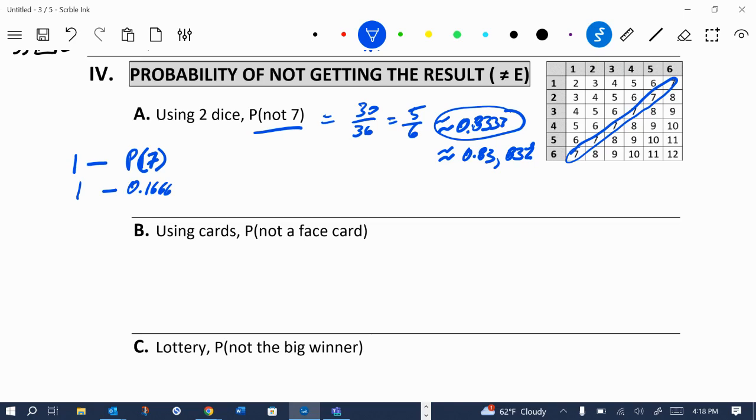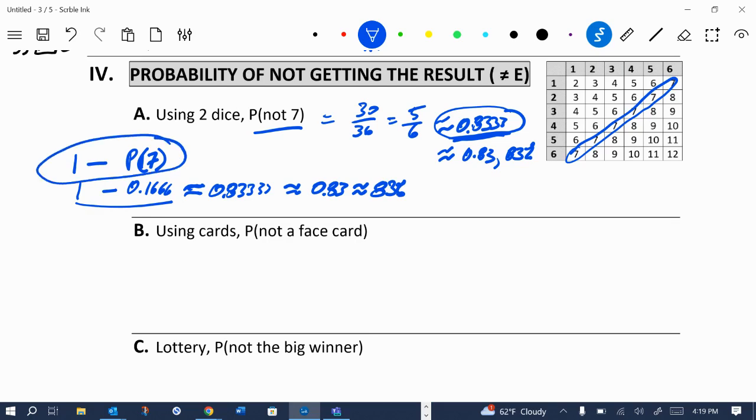Well, if we did that, we would end up with this number right here. If we did 1 subtract, we would get, and because that's an approximation, I'll still use it, 0.83333, which is approximately 0.83, 83%, yes. So 1 subtract the probability of getting a 7 is the same 83% that we got if we did just not 7. Not 7, or 1 take away the 7s. All right.